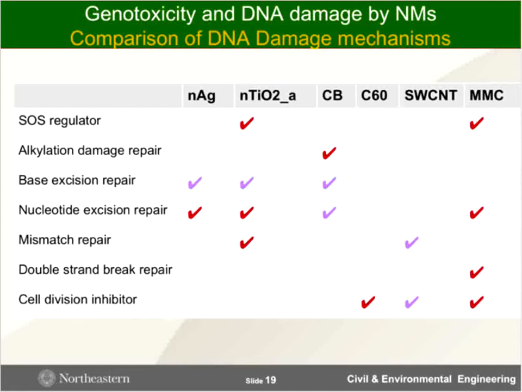So if we summarize this similar type of information, in this particular table, I put together all the types of DNA-related repairs on the left-hand side, and on the top are all the materials we examined. The rightmost column, MMC, stands for mitomycin. In this case, we use it as a positive control because mitomycin is a known genotoxin. It causes DNA damage, so it's almost like a standard way to observe DNA damage. As you can see, it initiated the SOS response as expected, and its DNA damage is so severe it causes double-strand repair and also leads to cell division inhibition.